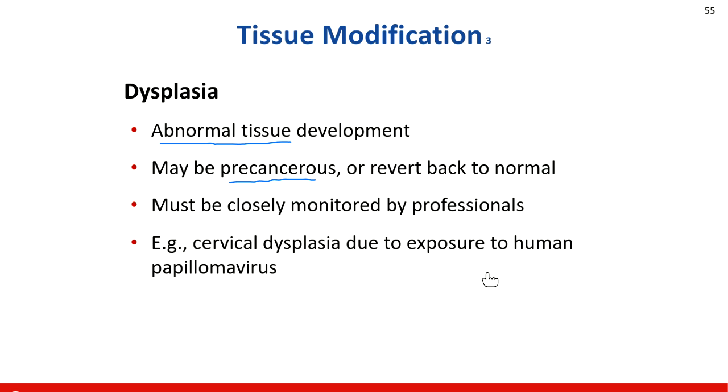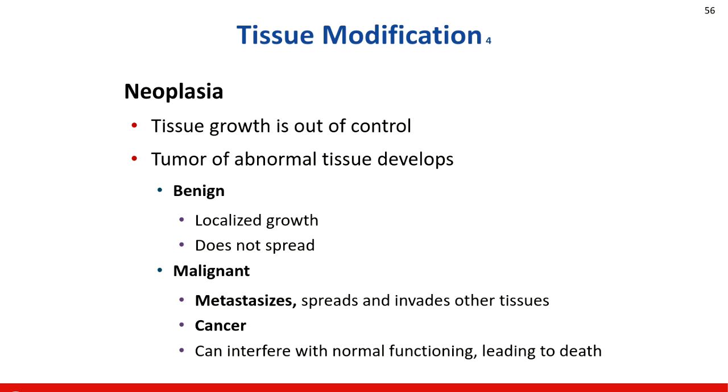But if it's not, it can, I'm not saying it will, but it can transition into cancer or neoplasia. And what neoplasia is, is when we get tissue that becomes out of control in growth, but it's an abnormal, out of control growth.